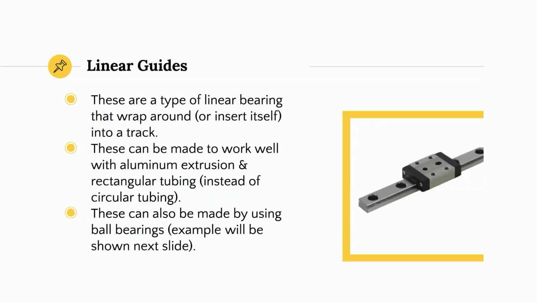So linear guides. These are a type of linear bearing that wrap around or insert itself into a track. These can be made to work well with aluminum extrusion and rectangular tubing instead of circular tubing, which the regular linear bearing will work better for. These can also be made by using ball bearings. Example will be shown in the next slide.